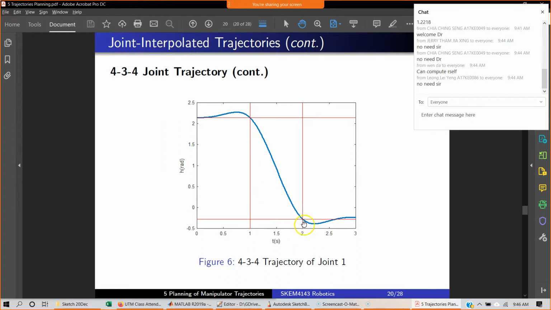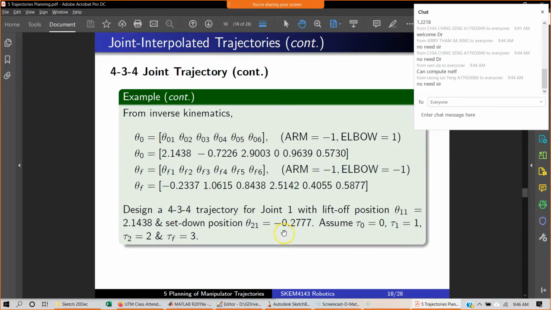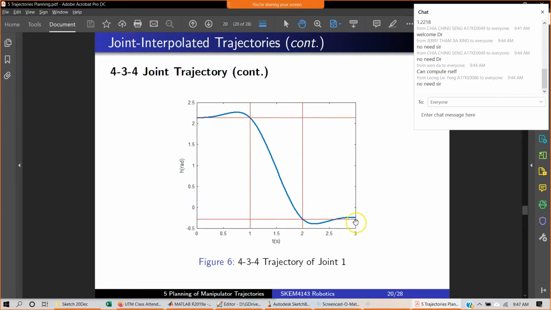So this is tau 2, time at set down position. Right? What is set down position? Minus 0.2777. And then this is tau 3. This is the time or real time at final position. Again, you might ask me, right? How come the set down position or angle is less than the final position? So please think about that, okay?